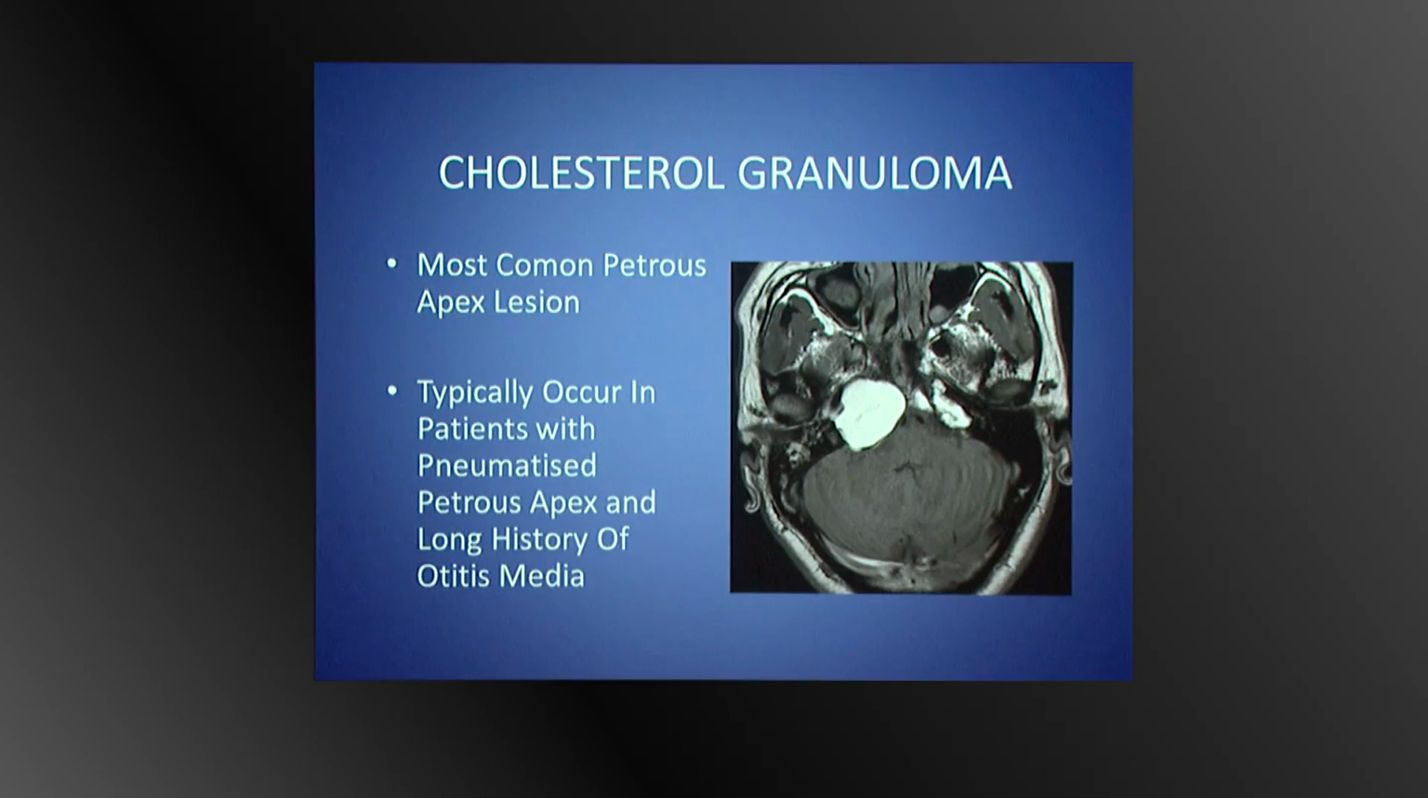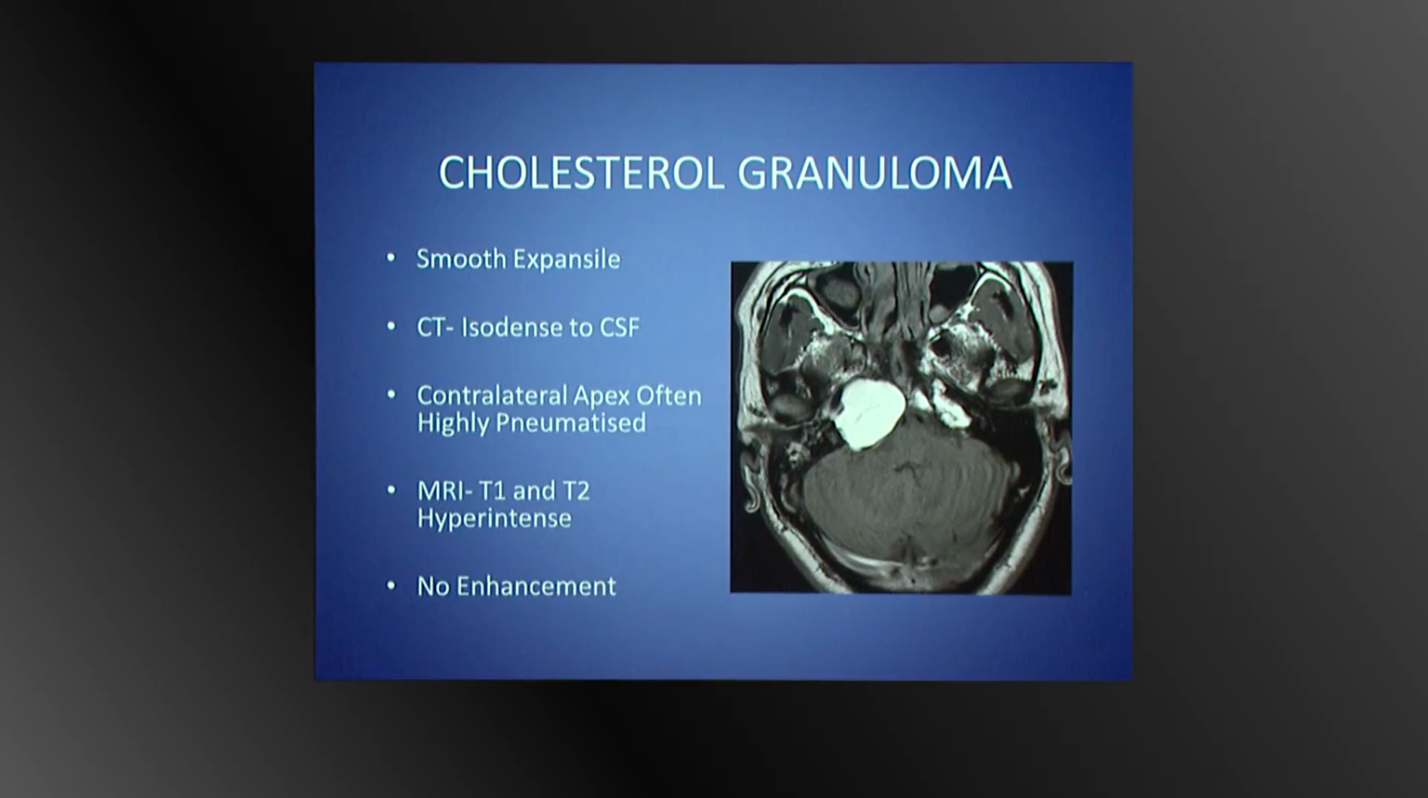By far the commonest is the cholesterol granuloma. It typically occurs in patients with pneumatized petrous apices. So often you see a big lesion on one side and a well, or certainly well pneumatized apex on the other side as well, but not always the case. There are lots of theories as to how it arises, and most of them are variations of obstructed air cells, bleeding into the apex and foreign body reaction. But whatever the theory is, the imaging appearance is the same.